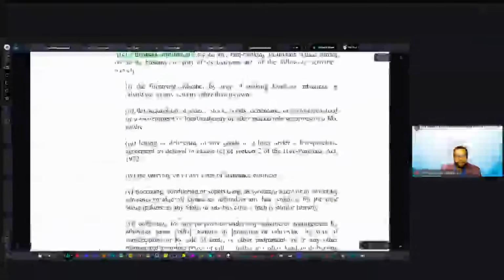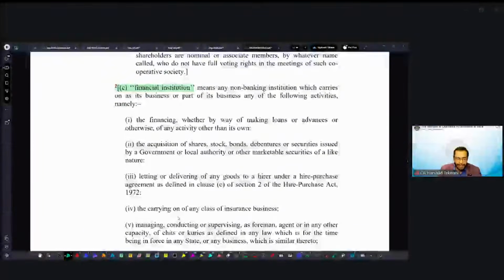If you see, financial institution means any non-banking institution, again, which is there in E, which carries on as its business or part of its business any of the following activities. That means NBI plus the business specified below.